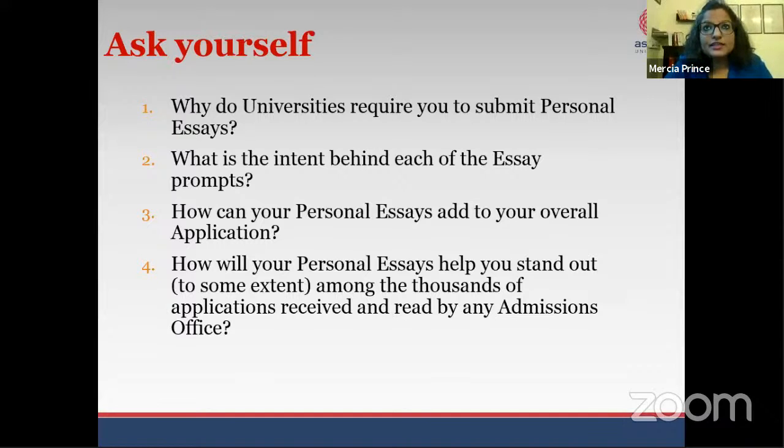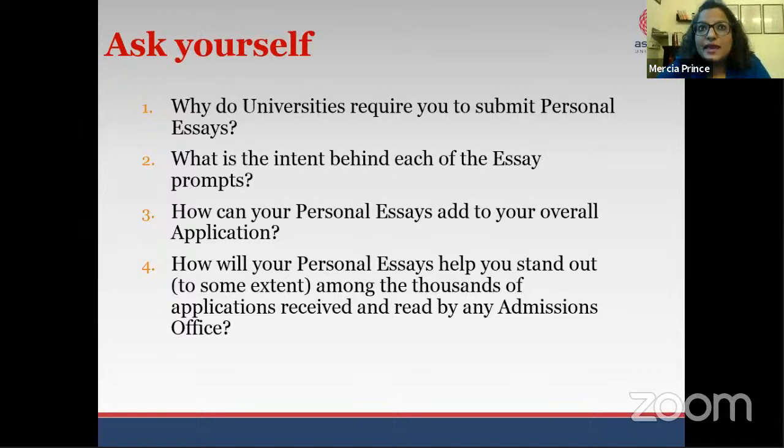And then, of course, finally, because we get so many applications, we read so many essays, how will your personal essays help you stand out, to some extent, among thousands of applications received by any admissions office? And this is not just about Ashoka. This could be any other place that you're applying to as well, right? So how will your personal essays stand out among others?